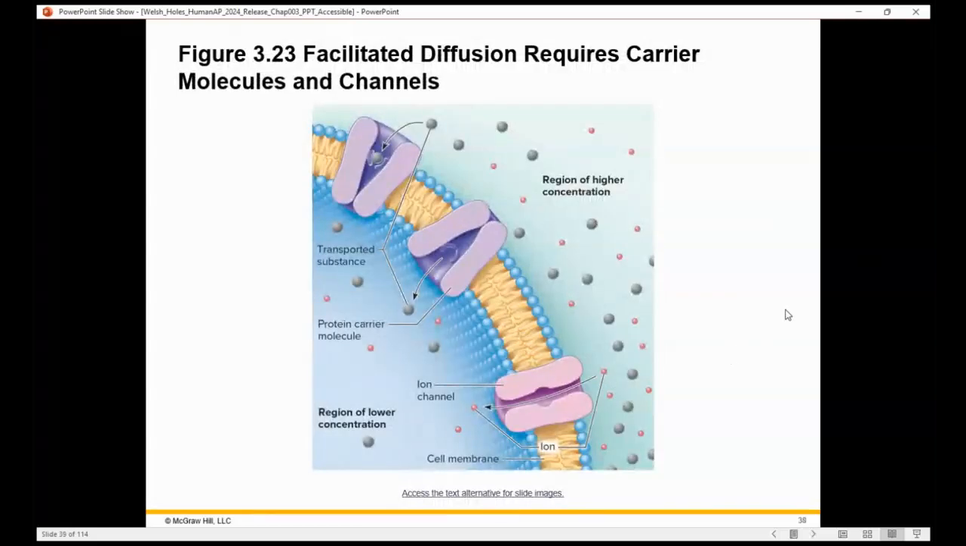Okay, this graphic shows the movement of molecules through these carriers. Again, it is still basic diffusion, but we call it facilitated because it is helped.